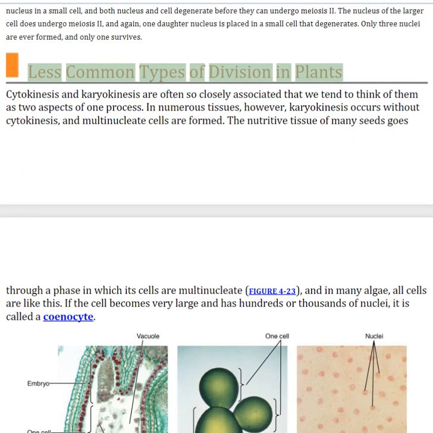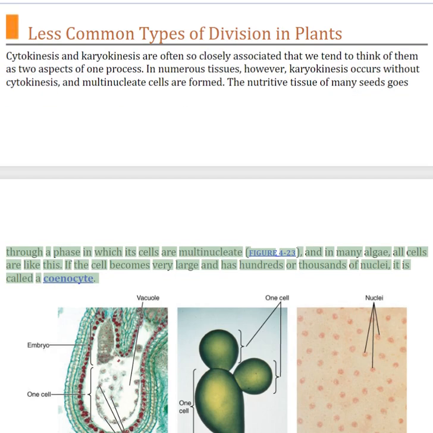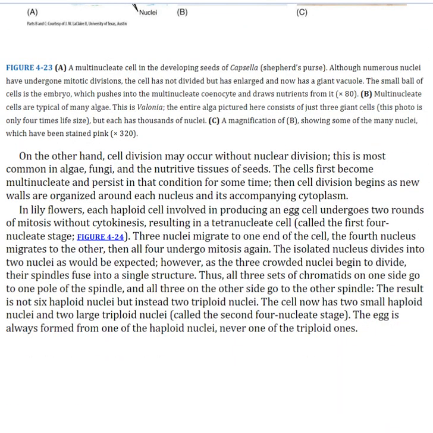Less common types of division in plants. Cytokinesis and karyokinesis are often so closely associated that we tend to think of them as 2 aspects of one process. In numerous tissues, however, karyokinesis occurs without cytokinesis, and multinucleate cells are formed. The nutritive tissue of many seeds goes through a phase in which its cells are multinucleate, and in many algae, all cells are like this. If the cell becomes very large and has hundreds or thousands of nuclei, it is called a coenocyte.